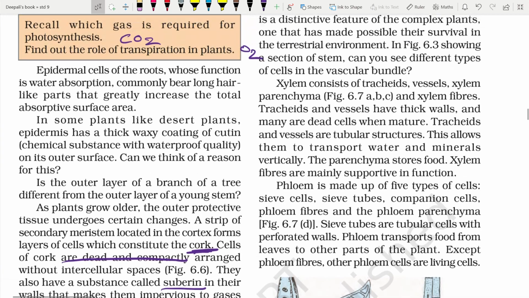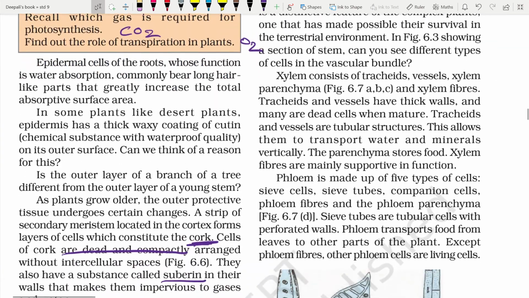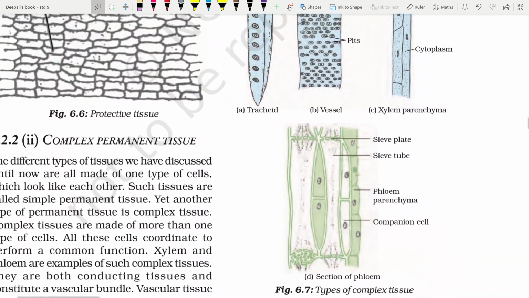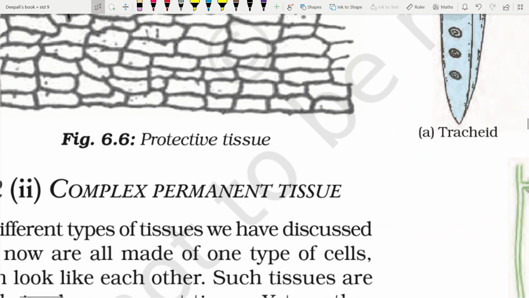Did you understand what simple permanent tissues are? In the next session, we are going to study complex permanent tissues.